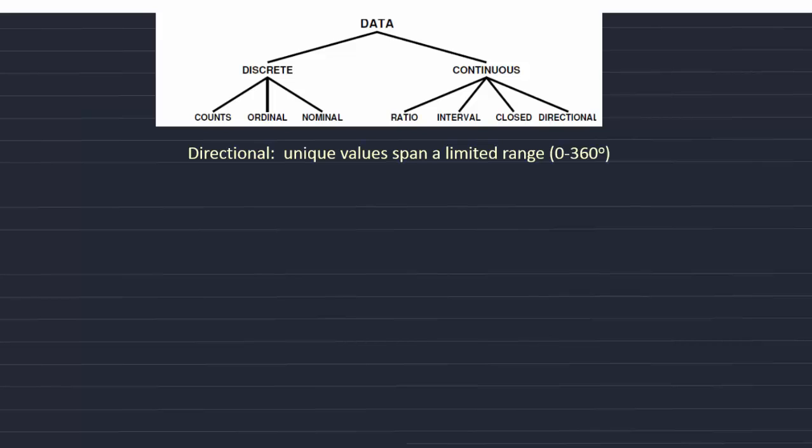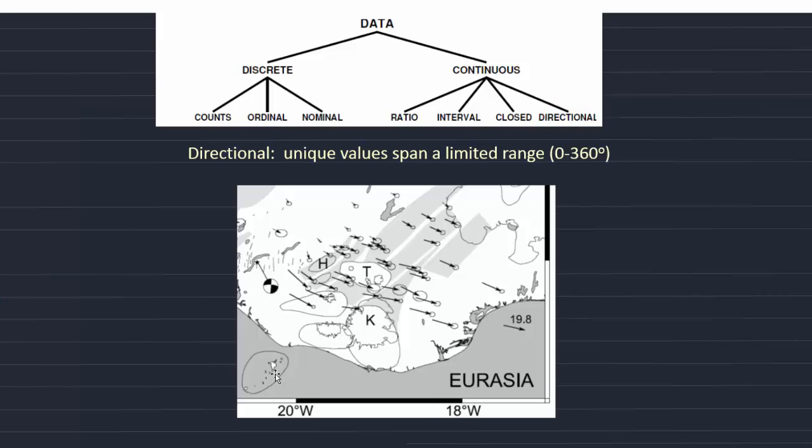And then finally, we have directional data. Directional data is often used in geology, and the unique values span a limited range. For example, if you're describing the direction of motion of southern Iceland as recorded by GPS, you would describe that motion in terms of 0 to 360 degrees. Okay, so that's it for different data types.